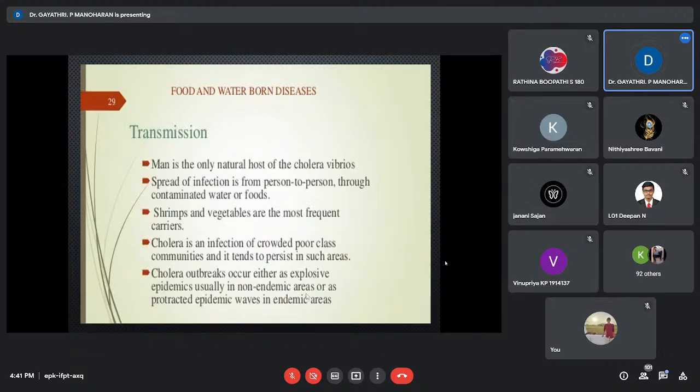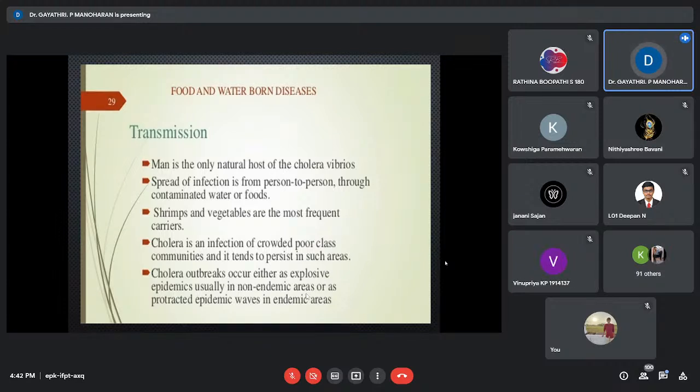Okay, what is transmission? What are the transmission methods? பாத்தீங்கன்னா, man is the only natural host for the cholera vibrio. Yes, ஒரு பிக்குக்கோ ஒரு டாகுக்கோ ஒரு கேட்டில்கோ இந்த காலரா வரவே வராது. Spread of infection is from person to person through contaminated water or foods. Shrimps and vegetables are the most frequent carrier. யார் யாரு அதிகமா அப்படின்னு பாத்தீங்கன்னா shrimps.